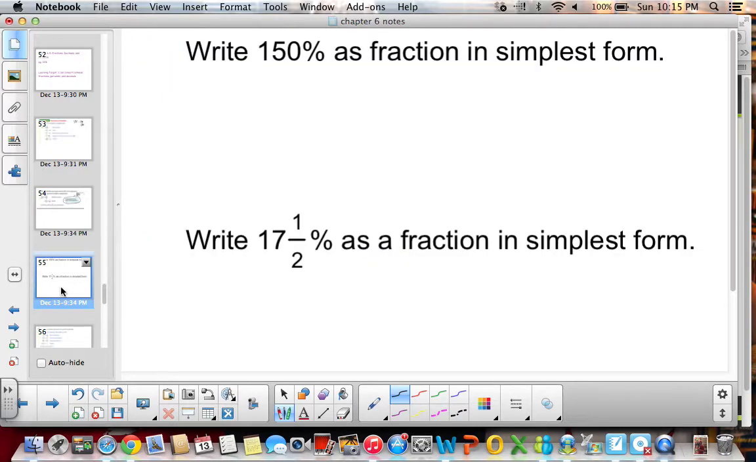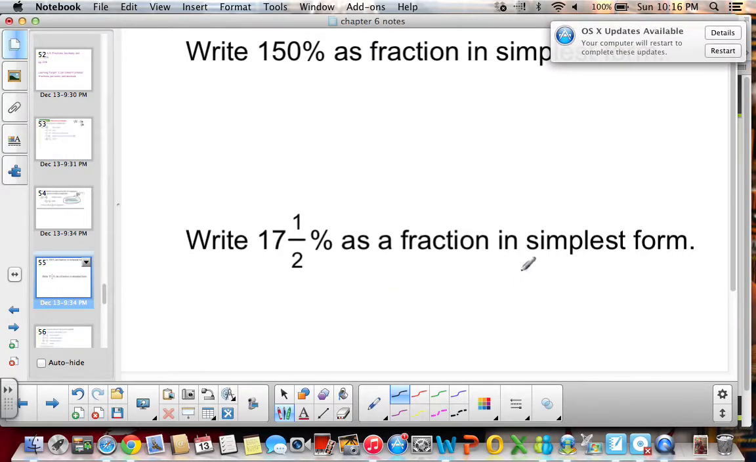Write 150% as a fraction in simplest form, and then write 17.5% as a fraction in simplest form. So pause me and do the same steps that we did for the 190%, and then do the same steps as we did for that first percent. So if you need to go back, or you can look at your notes and follow those steps.